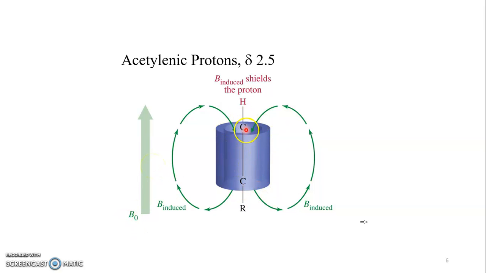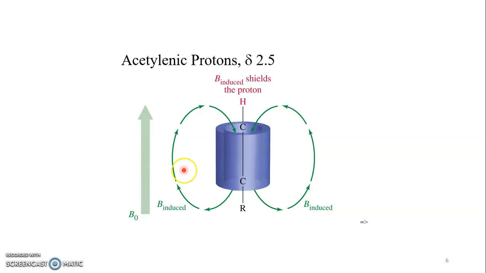Then around this molecule there will be an induced magnetic field, and now when you are looking at this position, both these magnetic lines are pointing upwards. That means these are in the same direction. That means the induced magnetic field is aligned in the direction of the external magnetic field. So the field felt by the nucleus of acetylene will be the sum of these two.